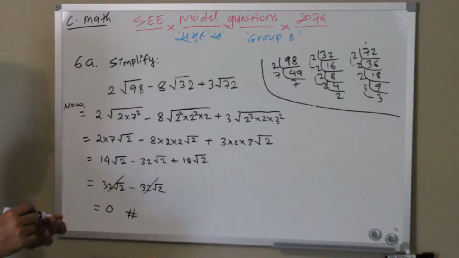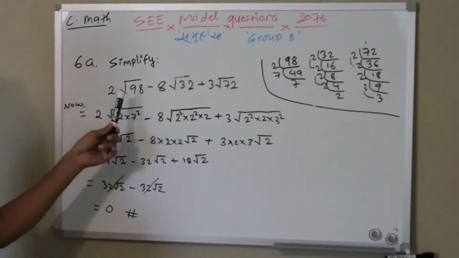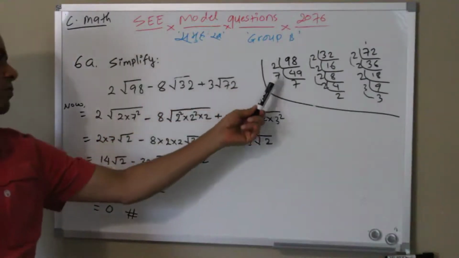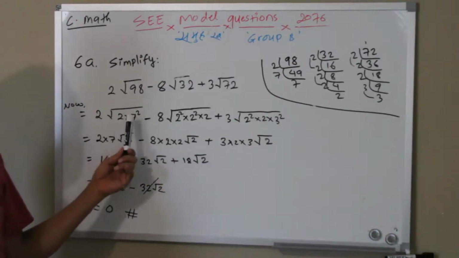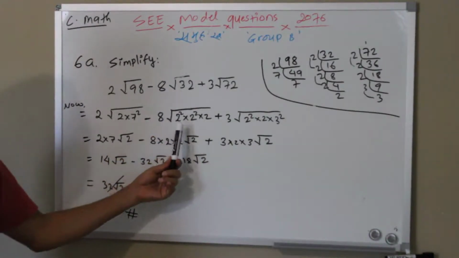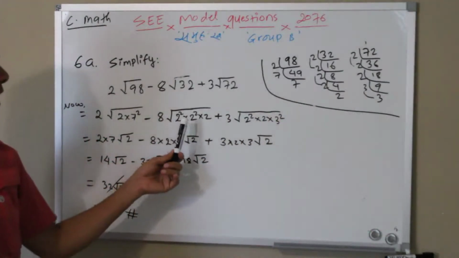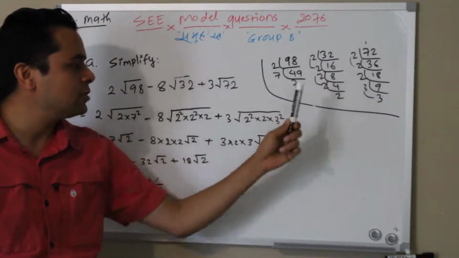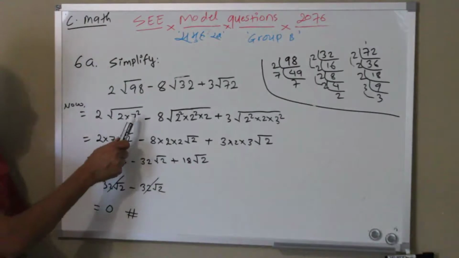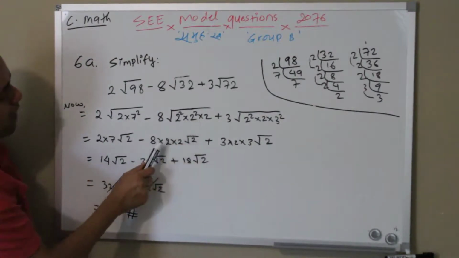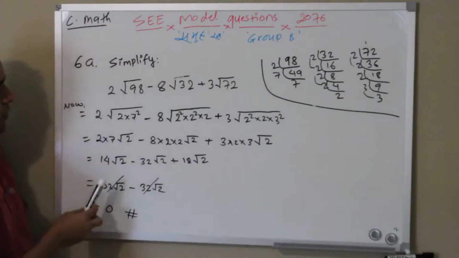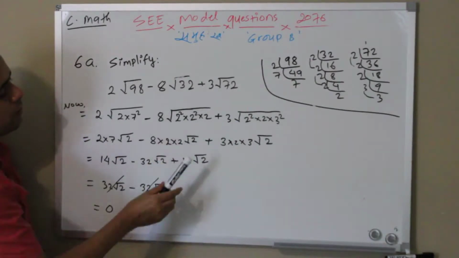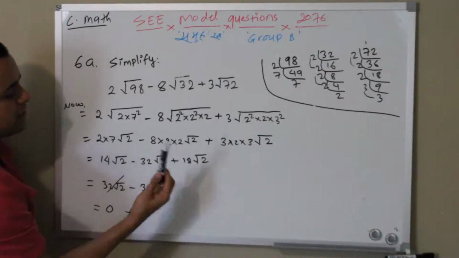What I did here, since these are radicals, you have to express them in the simplest form as much as possible. So I tried to express them in the simplest form. So this would be 2 times 7 squared. For 32, I can write down from here 2 squared, 2 squared and 2. For 72, I can write down 2 squared, 3 squared and 2. By taking the 7 out here, 2 and 2 out here, 2 and 3 out here. By simplifying this, I got 2 times 7, 14, 8 times 2 times 2 is 32, 3 times 2 times 3 is 18, square root of 2.